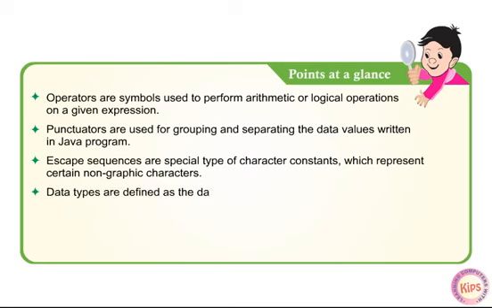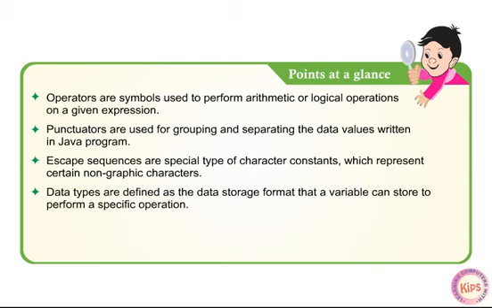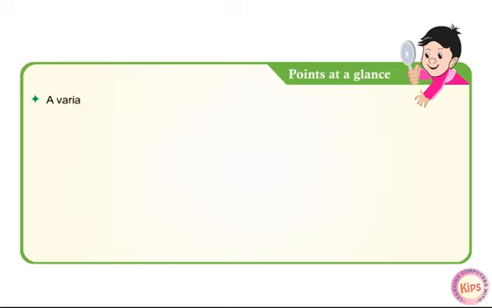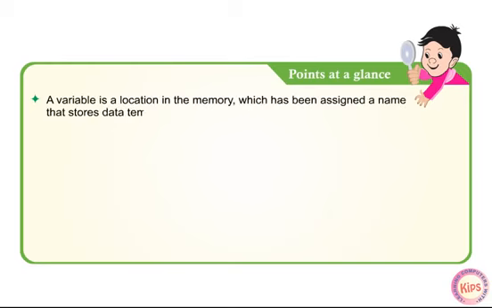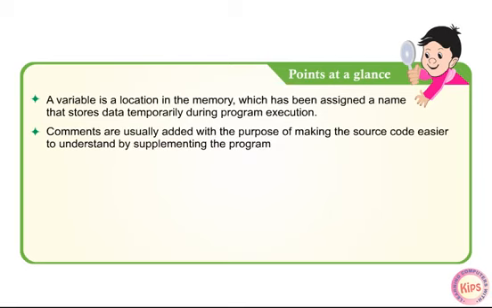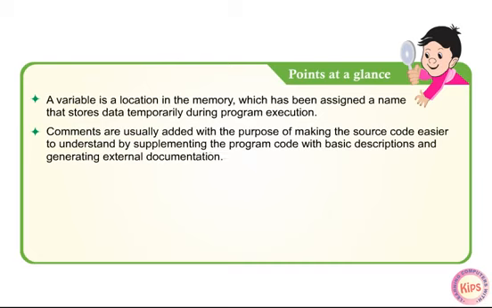Data types are defined as the data storage format that a variable can store to perform a specific operation. Data types in Java can be broadly classified into 2 categories: primitive types and reference types. A variable is a location in the memory which has been assigned a name that stores data temporarily during program execution. Comments are usually added with the purpose of making the source code easier to understand by supplementing the program code with basic descriptions and generating external documentation.